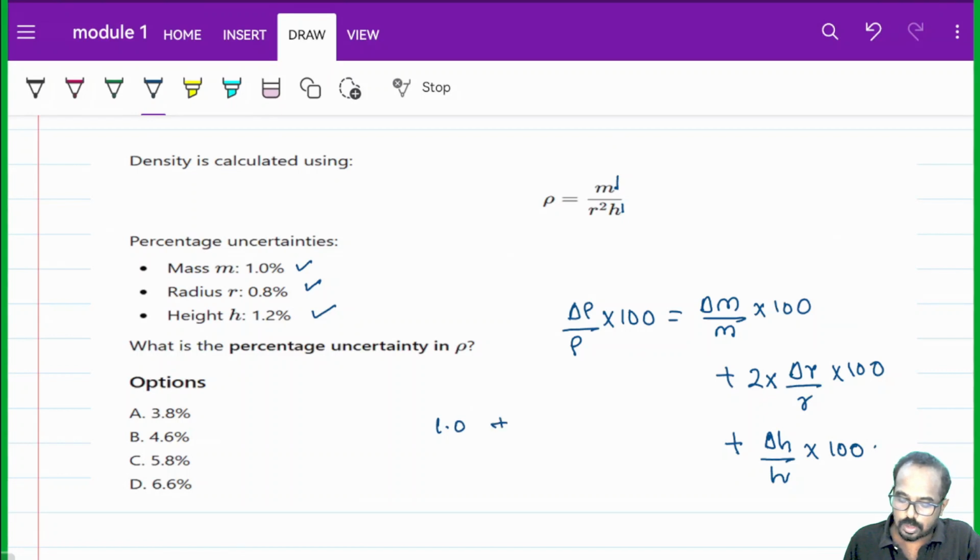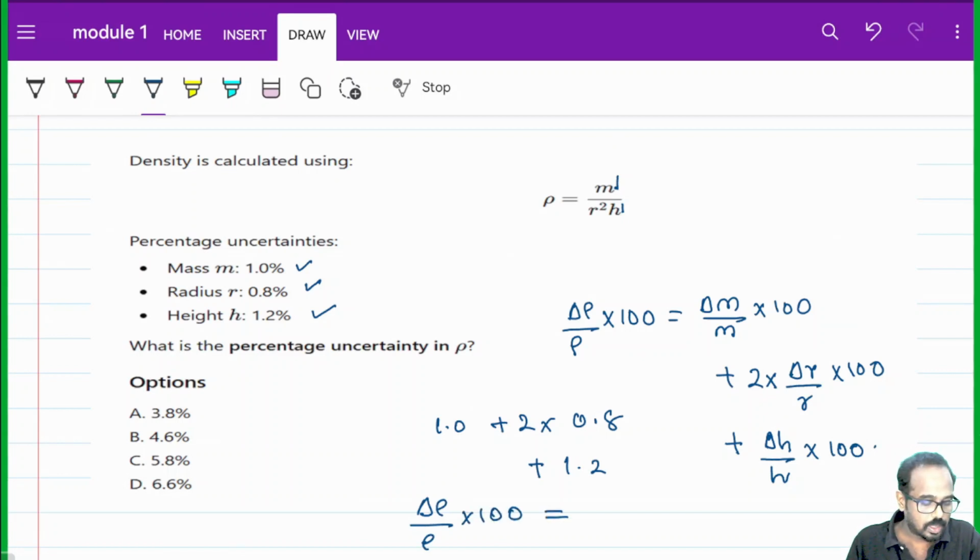1.0 plus 2 times what is the percentage uncertainty in measuring radius? It is 0.8 plus what is the percentage uncertainty here? 1.2 percent, right? So when you add everything, you will get the percentage uncertainty in measuring the density. So you add this in your calculator. So it will be 3.8 percent. You check the options. Option A is correct.